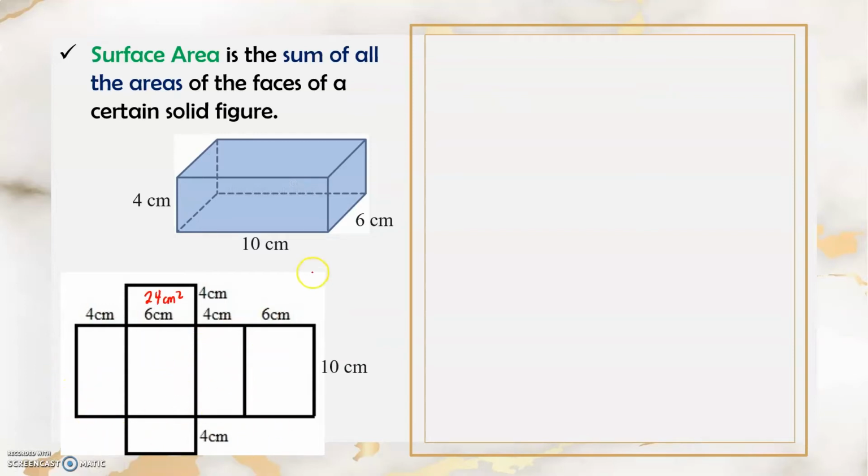Now, if we will look for the area of this face here, we'll have to multiply 6 centimeters and 4 centimeters. And remember that this is the height and the width of our rectangular prism. So 6 centimeters times 4 centimeters will give us 24 square centimeters.